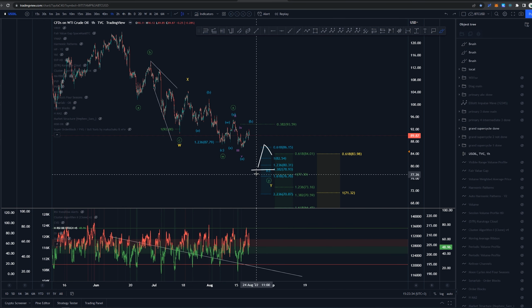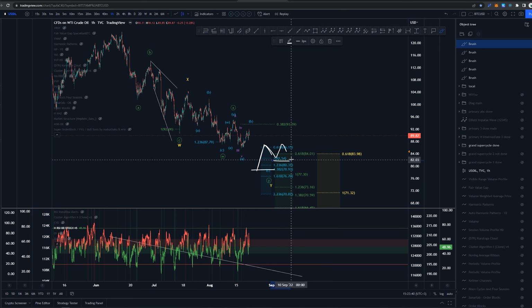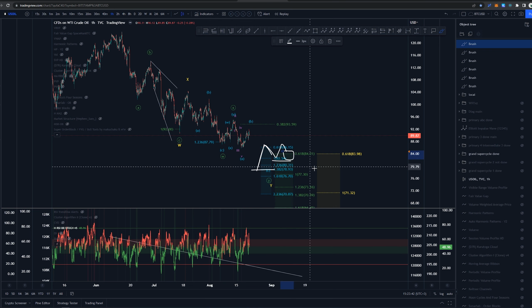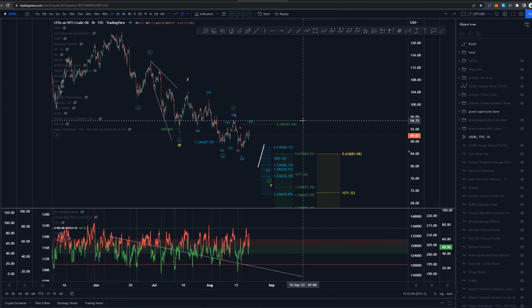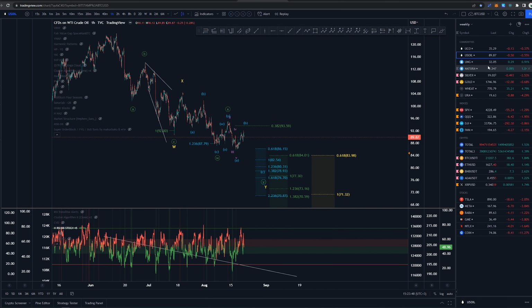Or I could even take another chance, with another smaller wave structure forming and then a 3-wave back, and risk management this portion here. But yeah, that is the idea on crude oil for the next week.